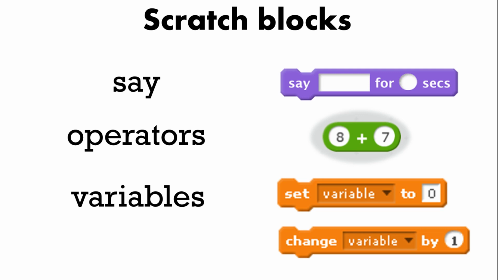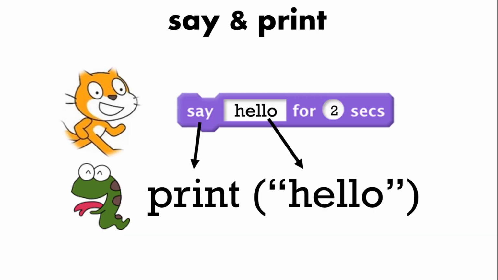So for example, you set a variable to a number like 0, and if you want to change it by 1, you can use the change variable by 1 block. So in Python we have print instead of say, and instead of the square block where we put hello, for example, we use brackets. So here we've got print and brackets. Inside the brackets we've got hello. Notice it's got double quotes. We'll explain that as well.